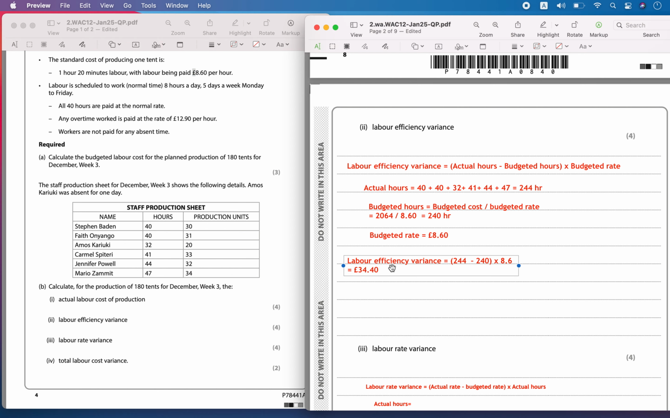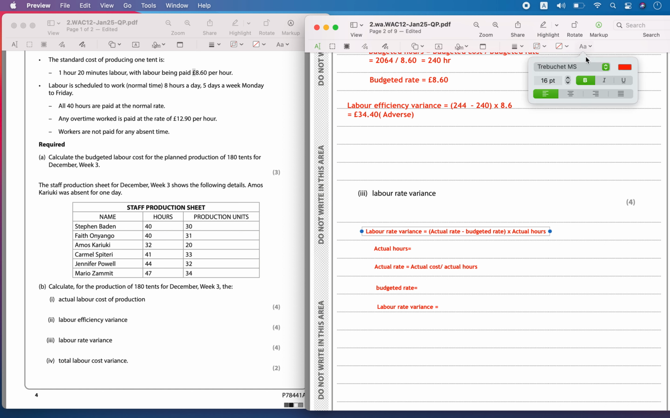So there is an efficiency variance, but what we can see is the actual hours are too much. They had to overwork more than the budgeted hours. So this is a type of adverse variance. It is an adverse variance, and you have to indicate it in brackets.